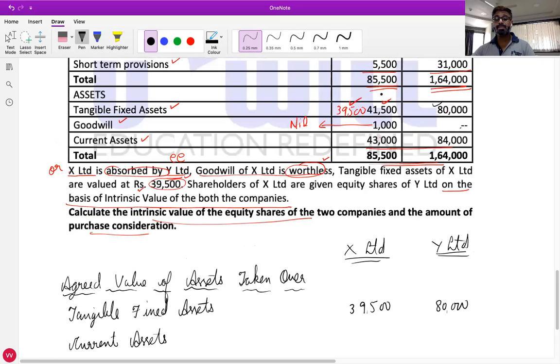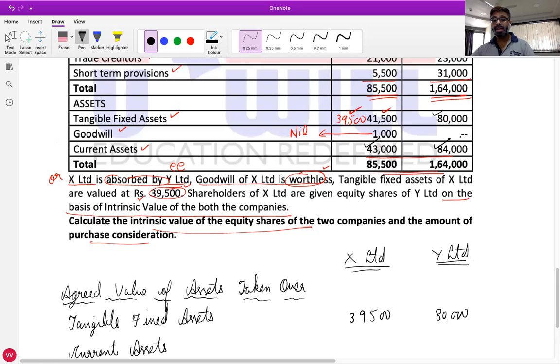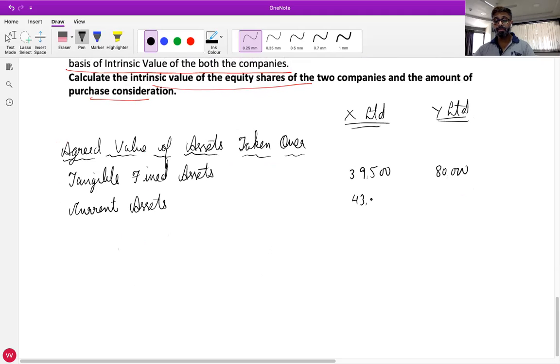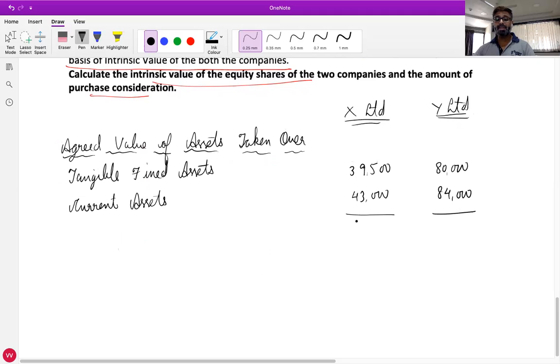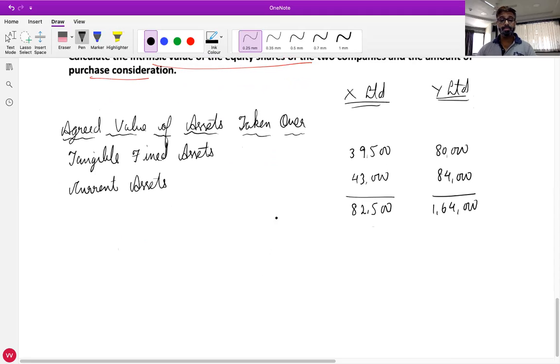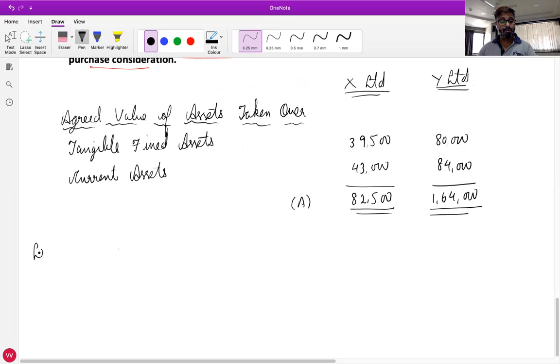What are the current assets of X? 43,000. And Y? 84,000. Now 39,500 plus 43,000 is 82,500, and 80,000 plus 84,000 is 1,64,000. Do you all get this? Yes. Now from that we'll subtract the agreed value of liabilities taken over.